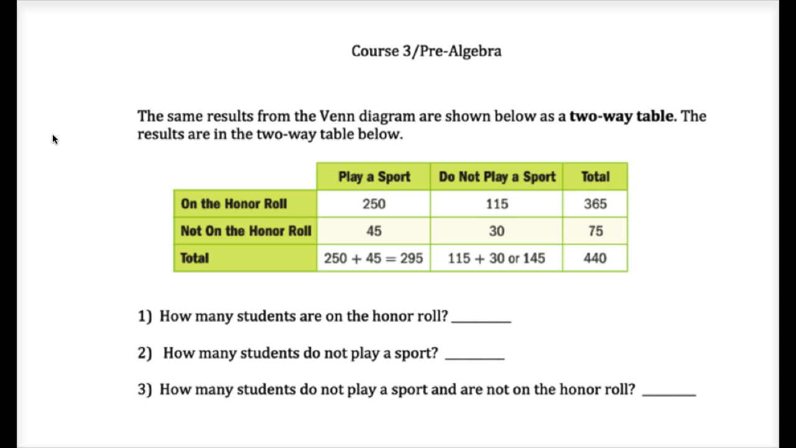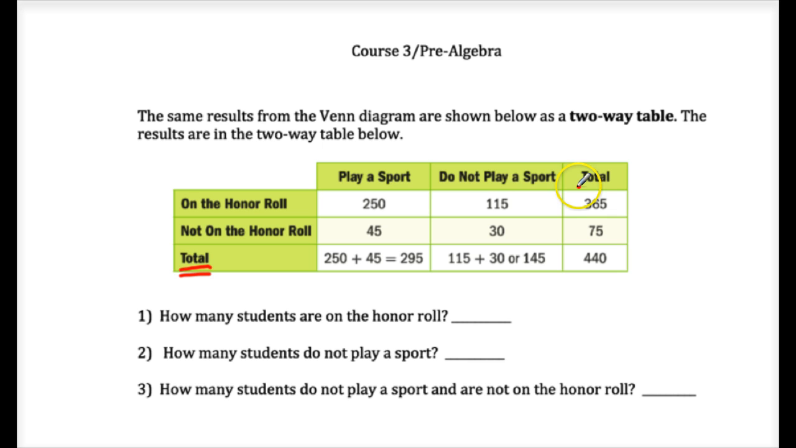Do not play a sport but are on the honor roll. That's 115. That was that off to the side part. Not on the honor roll, but play a sport, 45. That was that off to the side. And then here's those 30 kids that didn't do anything, that were outside the circles.